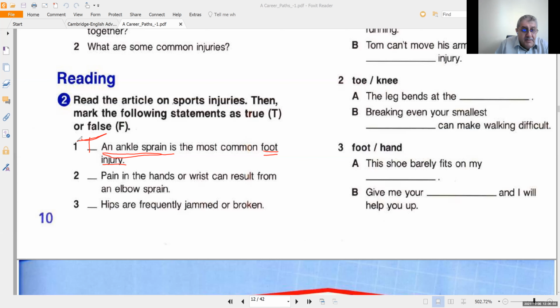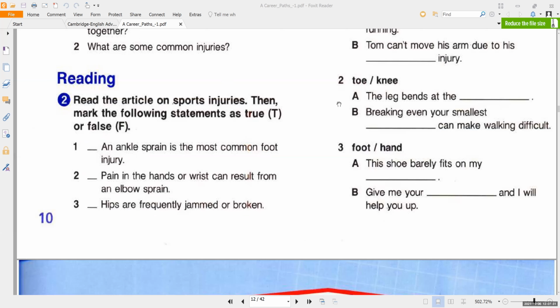Okay, number two, pain in the hands or wrist can result from an elbow sprain. Elbow sprain, yes. So this is again true. And hips are frequently jammed or broken. No, these are the fingers, but not the hips. So this is false. So for these questions: number one, true; number two, true; number three, false. Now we go to the vocabulary exercise.